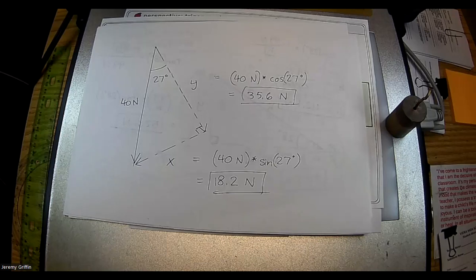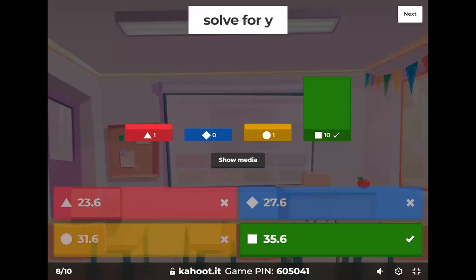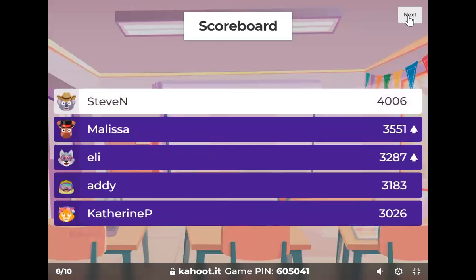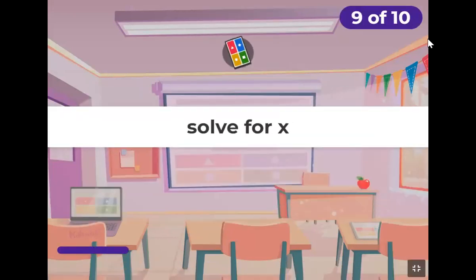All right, you guys ready for the last triangle? All right, this pair of questions about to pop up here. That's how we're doing on points. Ooh, man, this is an exciting race. Got all these leaders shuffling around. Got Catherine, Ade, Eli, Melissa, Steven. Solve for X.